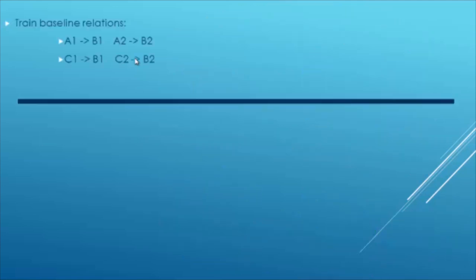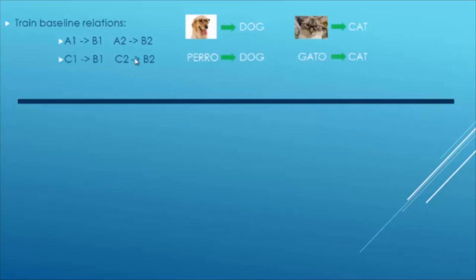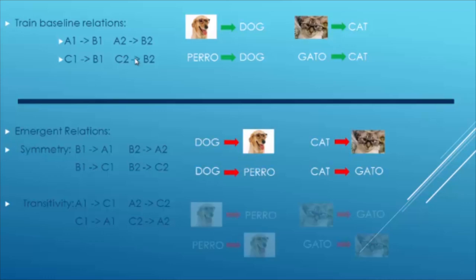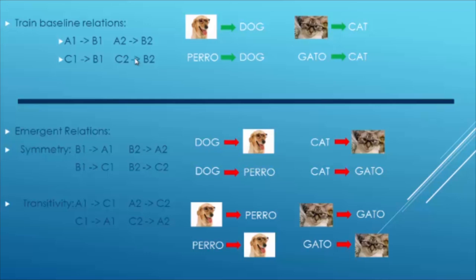So all we need to do is train these 4 baseline relations, and these are the conditional discriminations that we've established. There they are at the top of the screen. A1B1, A2B2, C1B1, C2B2, and then all these other relationships would emerge following the training of the relationships at the top. Symmetry is just a reversal of the baseline relationship. And then transitivity, you'll notice, presents stimuli that had never been presented together. So dog, in the presence of the word perro, that relationship had never been seen before, yet the subject will still know that those two things are interchangeable.